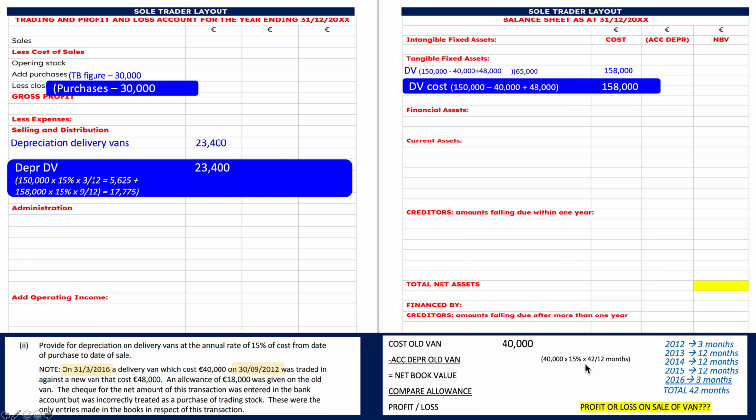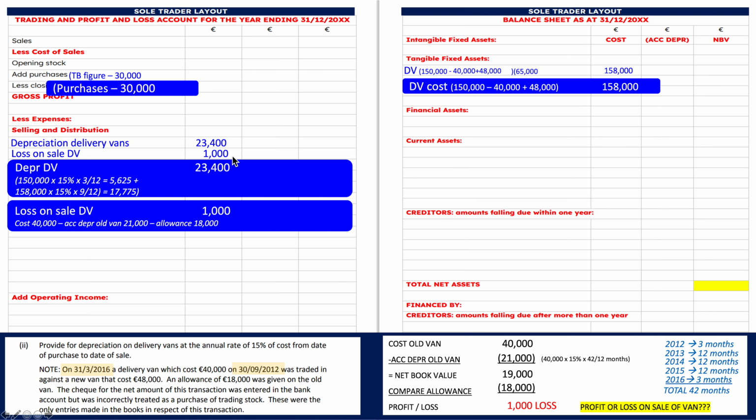So to find the accumulated depreciation there, 40,000 by 15% by 42 over 12 is 21,000 accumulated depreciation. That gives us a net book value at time of sale of €19,000. When we compare that to the cheque of 18,000, that gives us a loss of €1,000. So loss on sale of delivery van, €1,000 there.